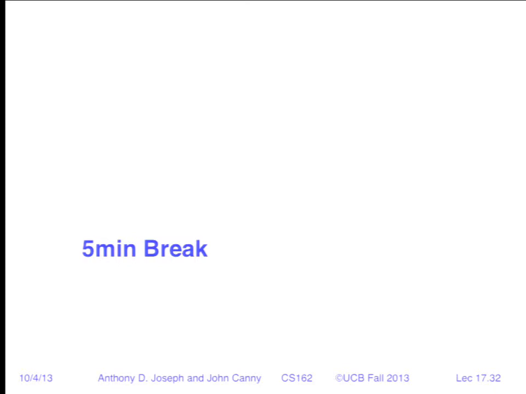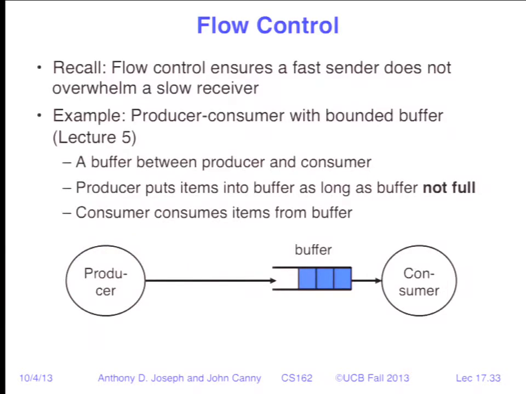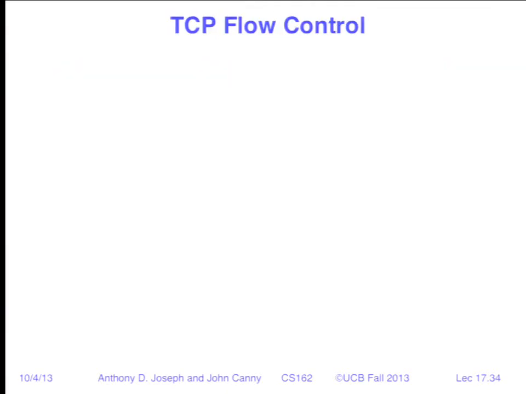Okay, I still have a lot of slides to go through, so we're gonna get started a little bit earlier. All right, so flow control. The challenge here is we wanna make sure a fast sender does not overwhelm a slower receiver, right? So we put a buffer effectively between our producer and our consumer. So fresh out of lecture 5, you can remember that far back. We've got the producer putting things in the buffer, the consumer taking things out of the buffer.